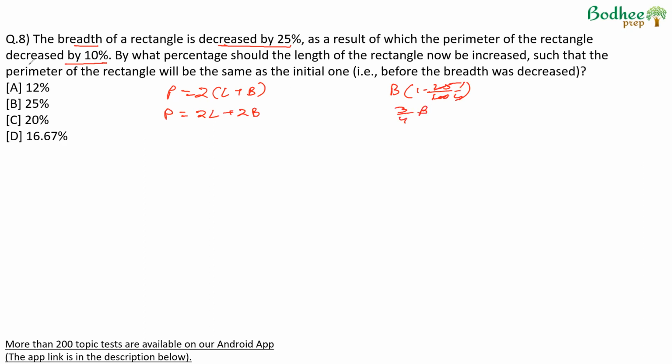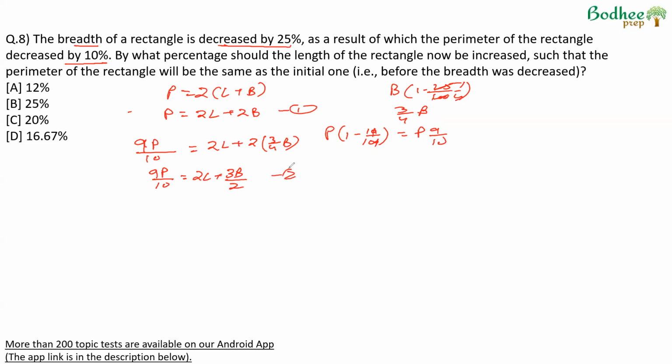As a result, the perimeter is decreased by 10%. Perimeter will become P into (1 minus 10 upon 100), which will be P into (1 minus 1 by 10), 9 by 10. So we can say the new perimeter is 9P by 10. And this is equal to, the length remaining the same, 2L plus 2 into 3 by 4 B, which means 9P by 10 is equal to 2L plus 3B by 2. We have equation 1 and equation 2.